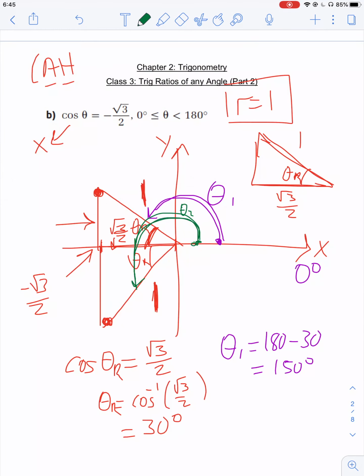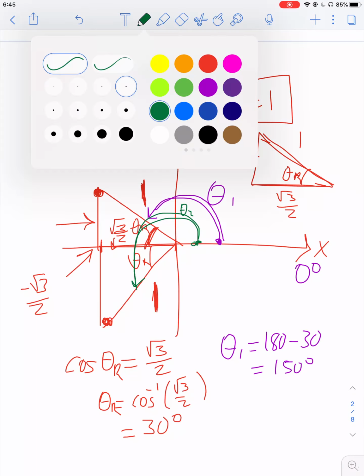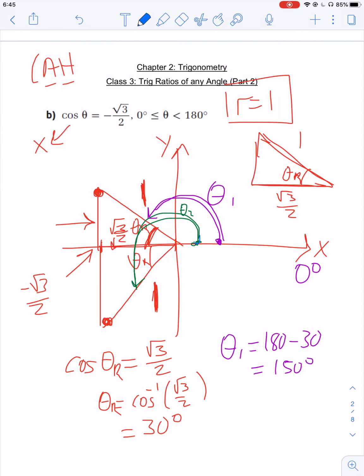Theta 2 starts from here and goes all the way there. So let me use another color, let's go with blue. I know from here to here, this is half the circle, so this is 180. And then I have to add this extra piece to get theta 2. So theta 2 will be equal to 180 plus my reference angle, so plus 30, which is equal to 210 degrees. Okay, so these are my two solutions.